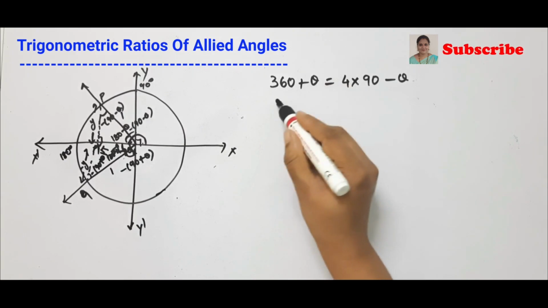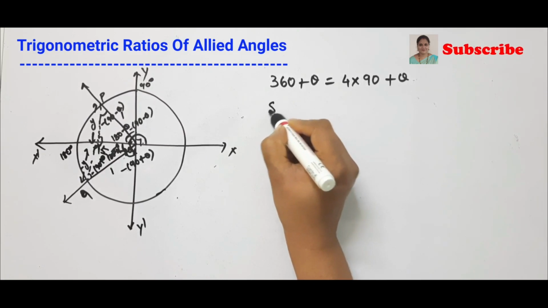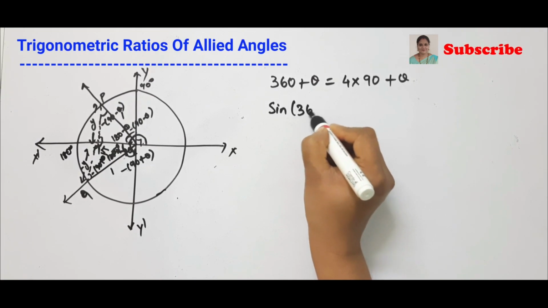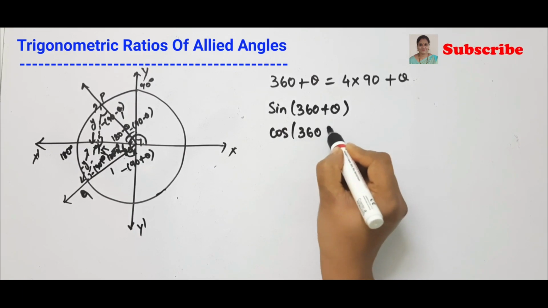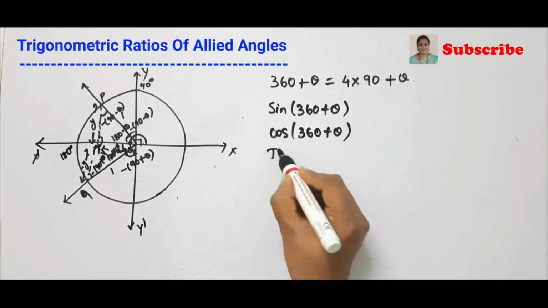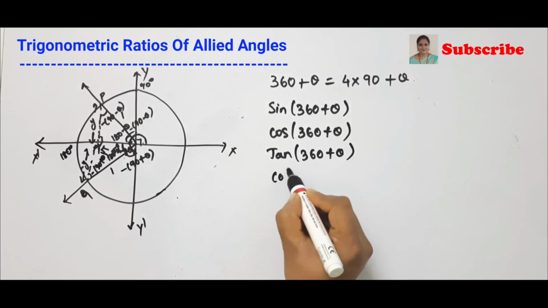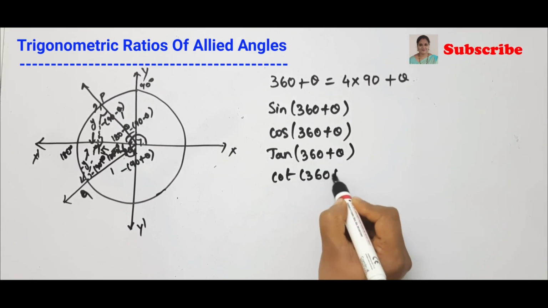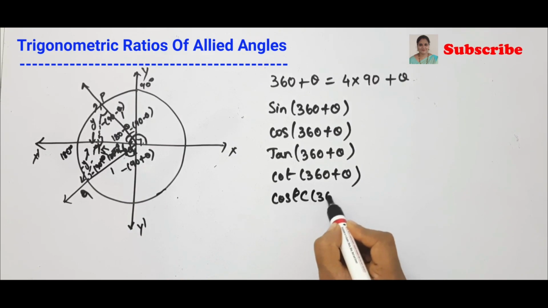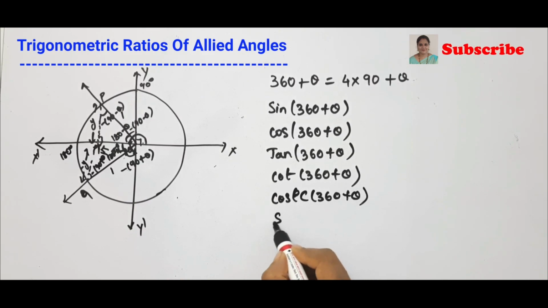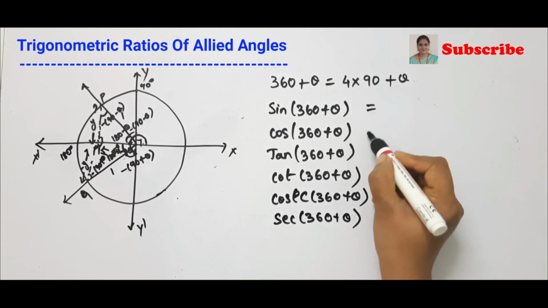360 plus theta means this can also be expressed as 4 into 90 plus theta. So let us write down the trigonometric ratios at this angle. Sine of 360 plus theta, cos of 360 plus theta, tan of 360 plus theta, cot of 360 plus theta, cosecant of 360 plus theta, secant of 360 plus theta. Keep the equal to sign.